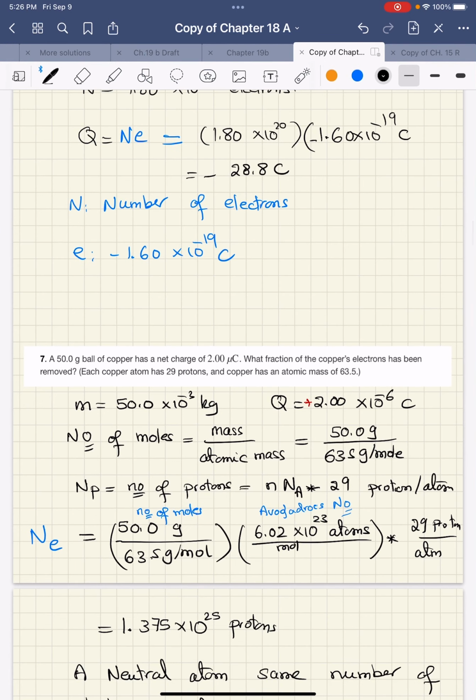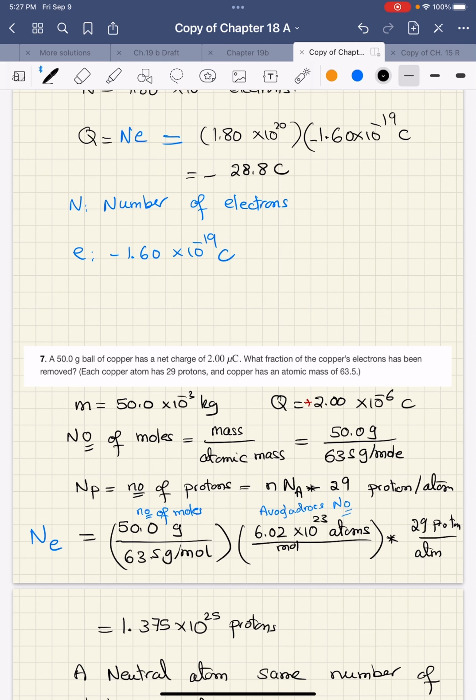Now, one more thing we need to know is, if the charge is positive, you're going to say it's a plus, that's it, or a proton. Now, a 50-gram ball of copper has a net charge of 2 microcoulomb. What fraction of the copper's electrons has been removed? Remember I was talking about the discussion that if we add electrons, this is going to be negative. If we remove electrons, they are going to be positive. Here we have the mass, and we need to convert this into kilograms.